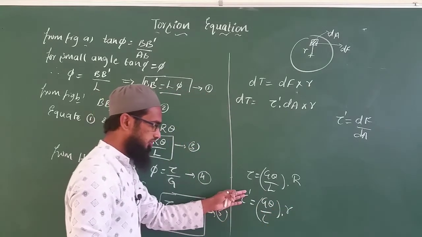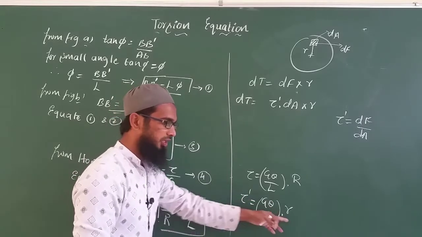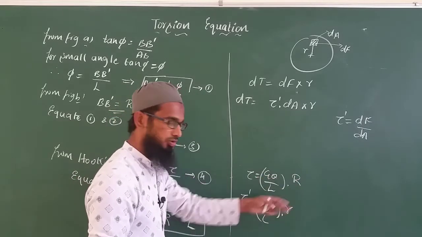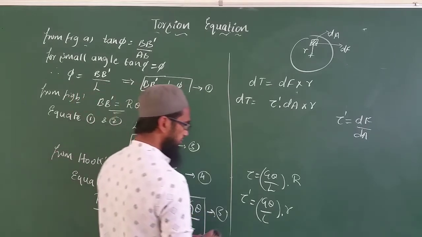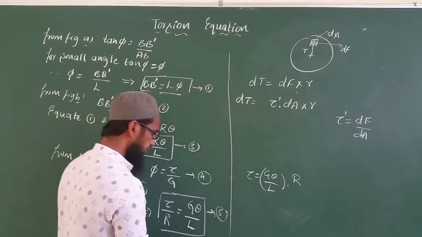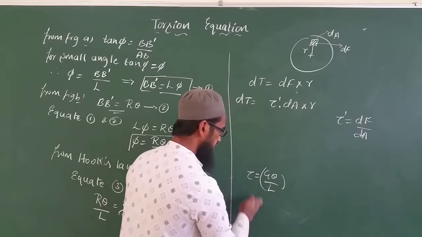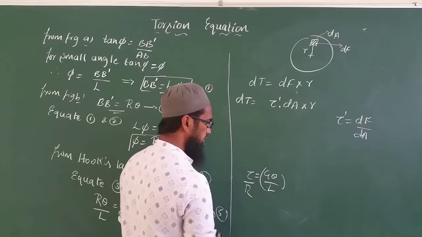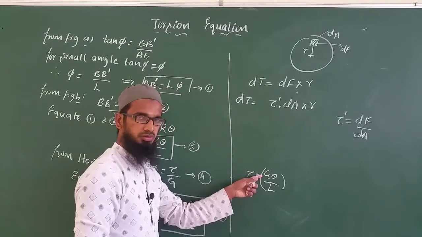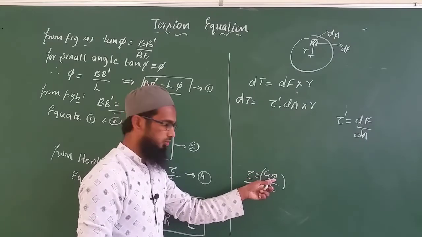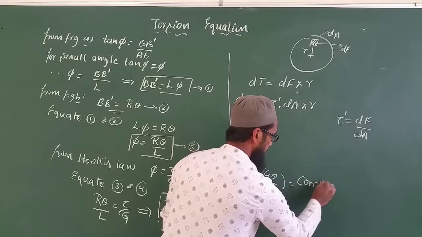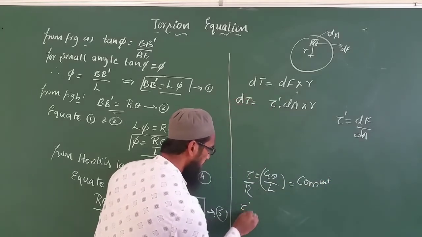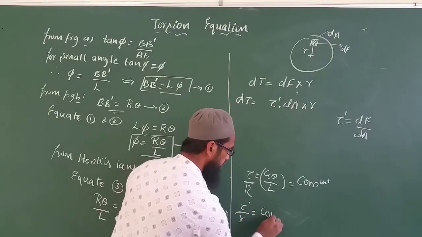This tau dash is the shear stress when the radius is r, by using the same equation. Now, if I take equation 5, that is tau by r is equal to G theta by L. We can see G is a constant for a given shaft, theta is also a constant, and L is also a constant. Similarly, tau dash by r is also a constant.